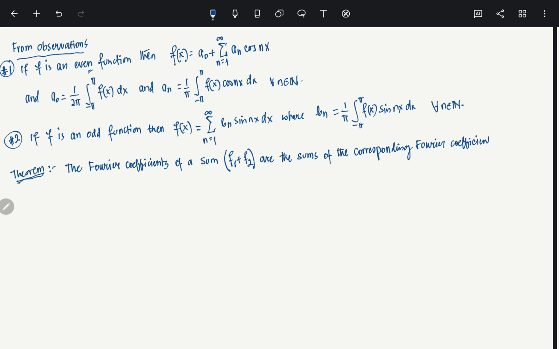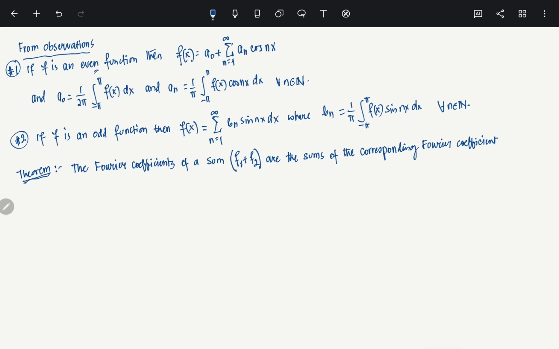I don't have to prove this because basically the integral is a linear operator, so essentially you can do this. It's not a big thing to observe, right? You can of course do it. So the corresponding Fourier coefficients of f1 and f2, is it clear? Yeah, so this is the first part, and of course the second part.